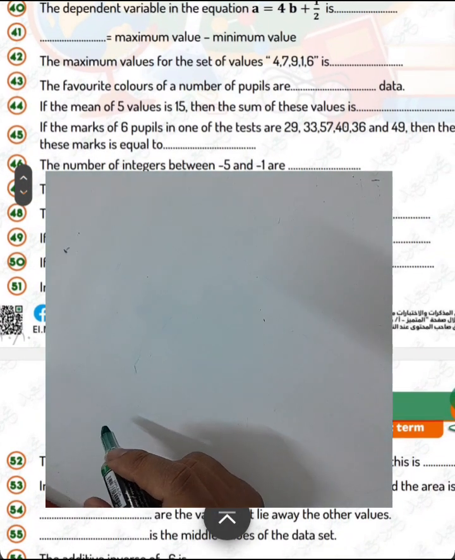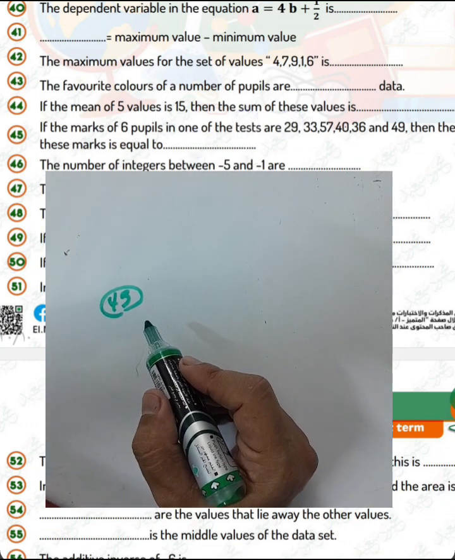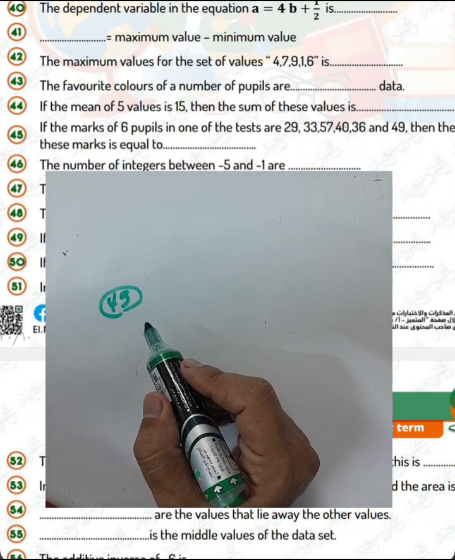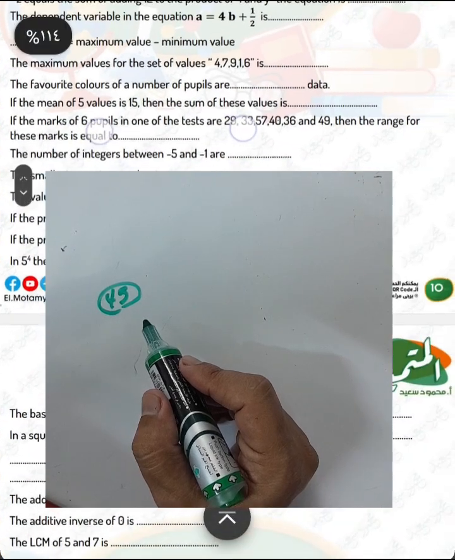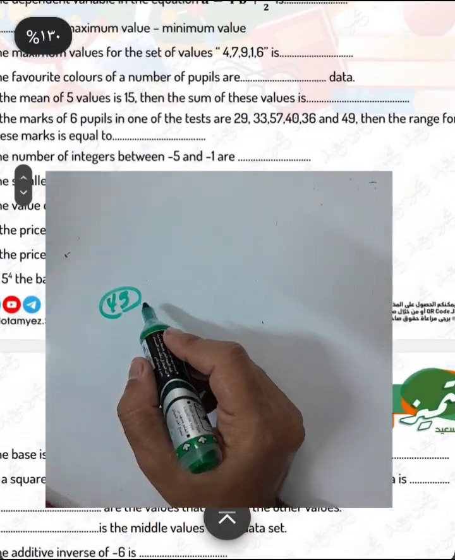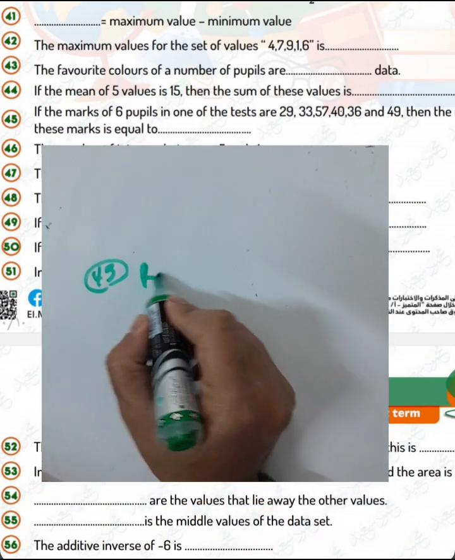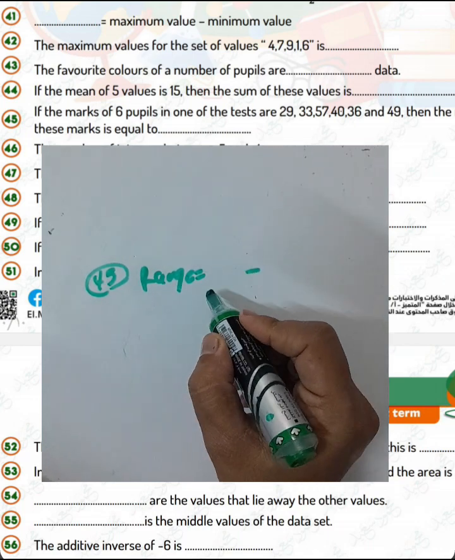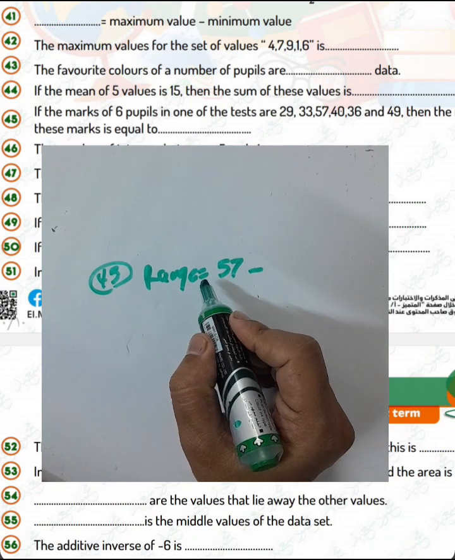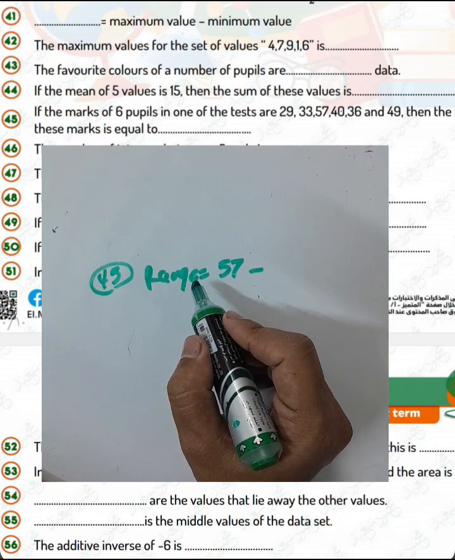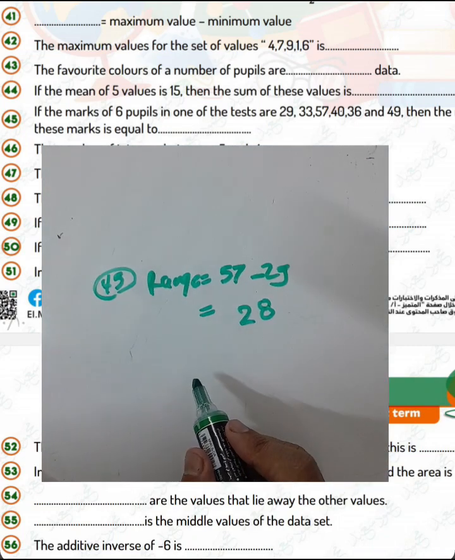Next question, 45. The marks of 6 pupils in one test: 25, 33, 50, and so on. You want to find the range. To find the result for this question 45, you must find the maximum and the minimum to find the range. Maximum subtract by minimum. Maximum number here 57, and smallest number here 29. 17 minus 9 equals 8, and 4 minus 2 equals 2. Then the result will be 28.